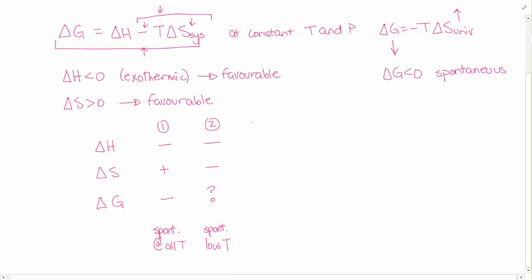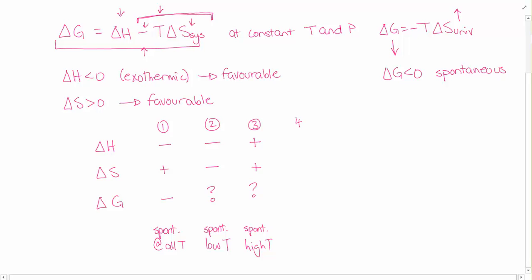If we had, in case 3, an endothermic reaction, but with a favorable increase in entropy of the system, delta H would be bigger than 0, but this term here together would be less than 0. So if temperature was big, then the entropy term would dominate and overall delta G would be negative. So we don't know what delta G is, it depends on the temperature, but overall the reaction would be spontaneous, that is delta G would be less than 0 at high temperature.